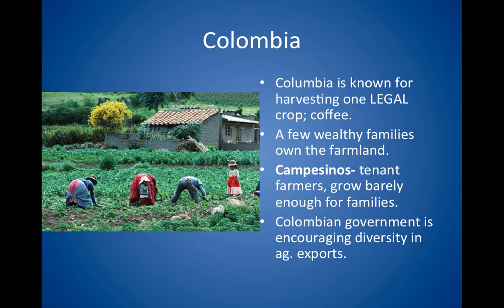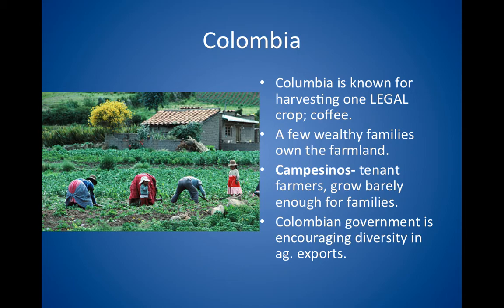Now, although many different crops can grow in mountain climates, Colombia's farmers depend heavily on one crop, I should say one legal crop. Surpassed only by Brazil, Colombia is famous for coffee, which is grown on more than 300,000 small farms. Most of the country's farmland is owned by a few wealthy families who rent small amounts of land to tenant farmers at high prices. This is very similar to what we saw in Mexico, what we saw in Central America and the Caribbean. Tenant farmers, or people known as campesinos, are often barely able to grow enough food for their families because they focus their efforts on producing a cash crop of coffee.